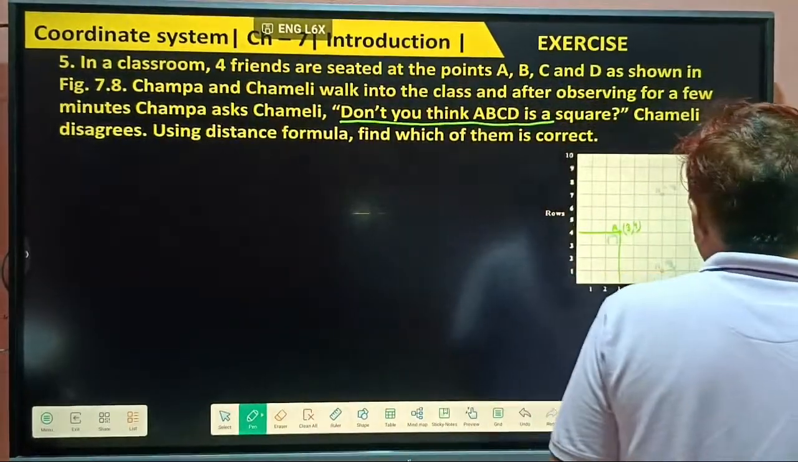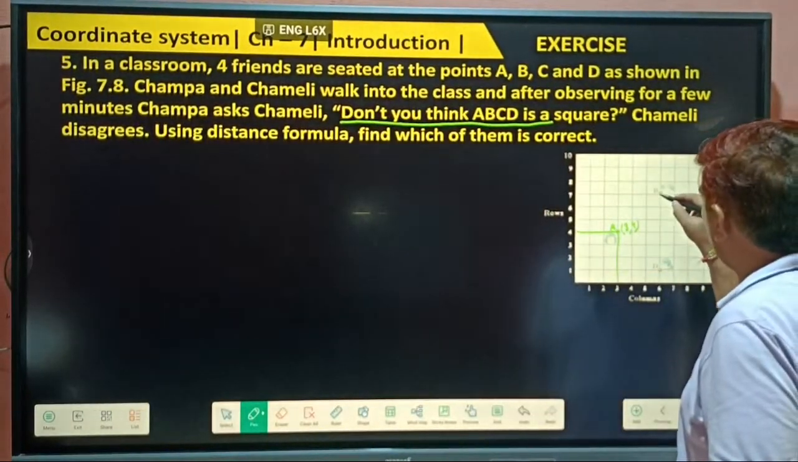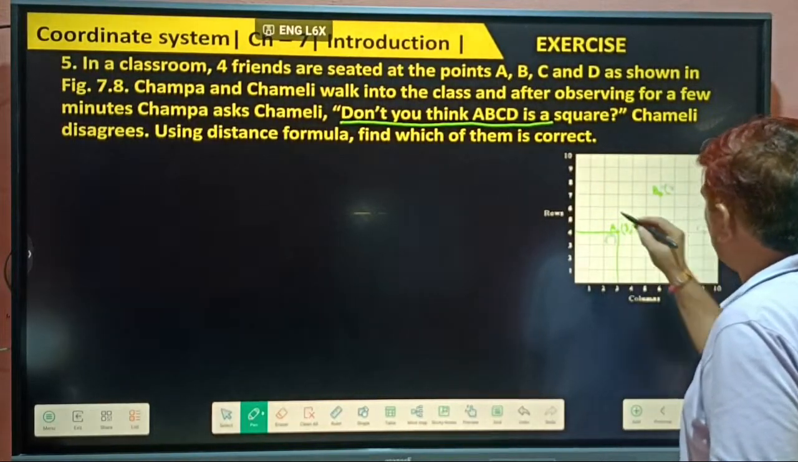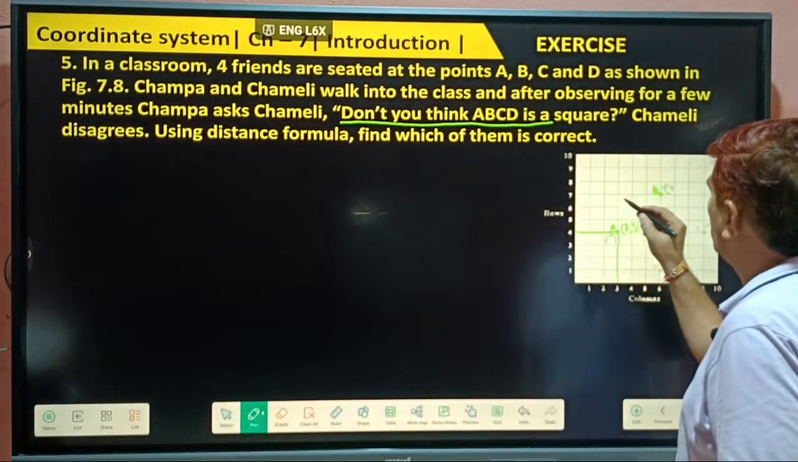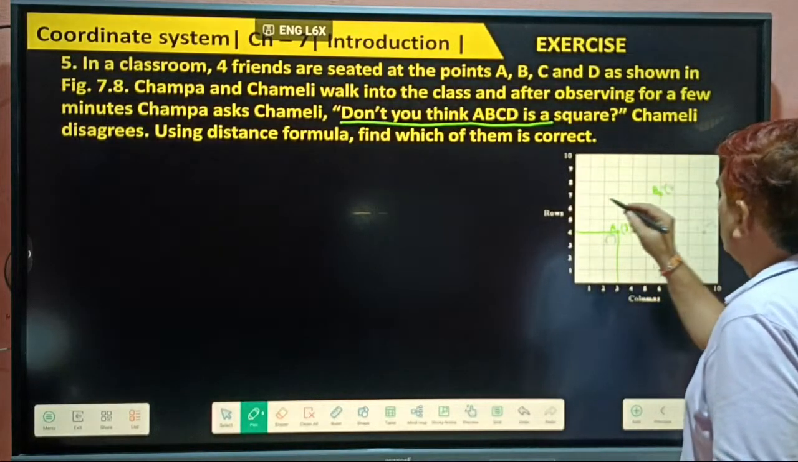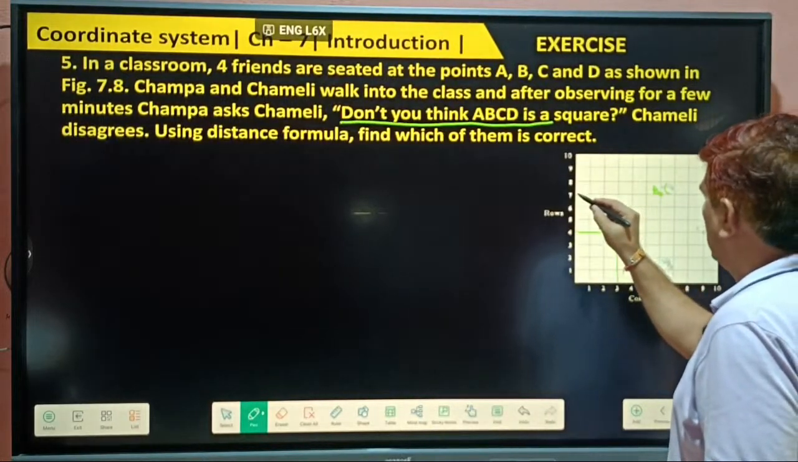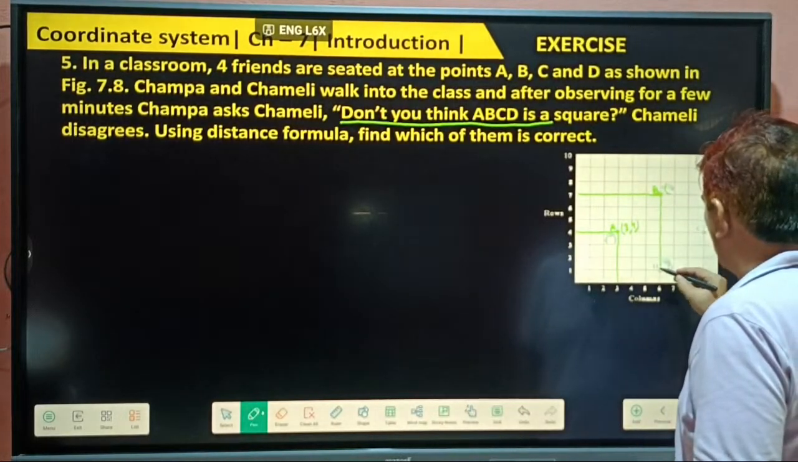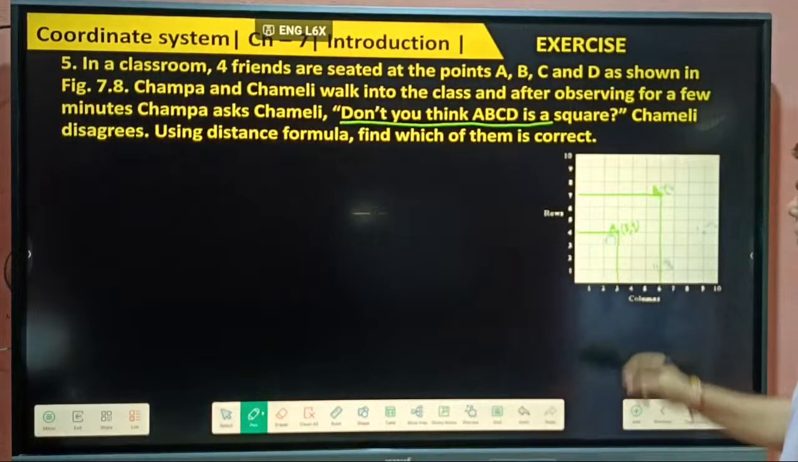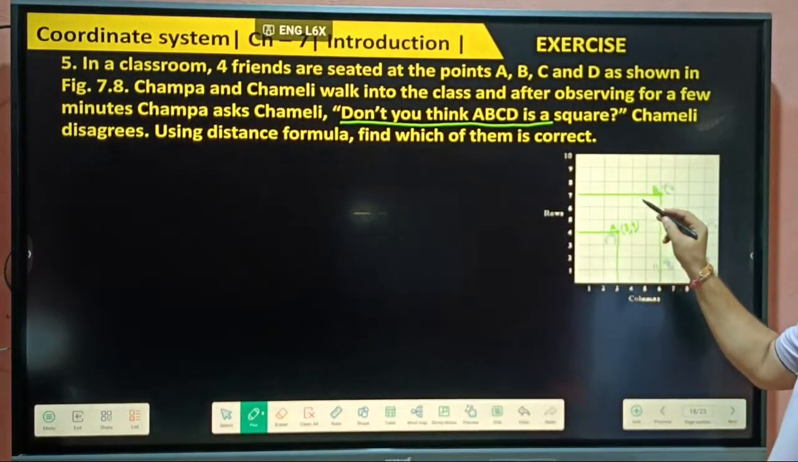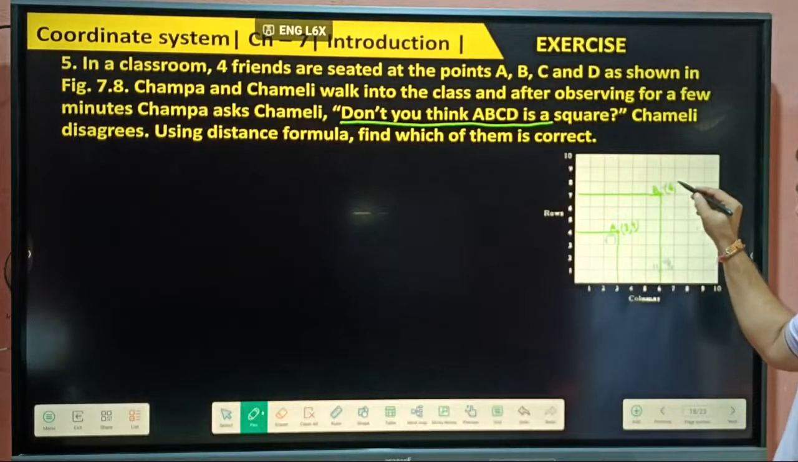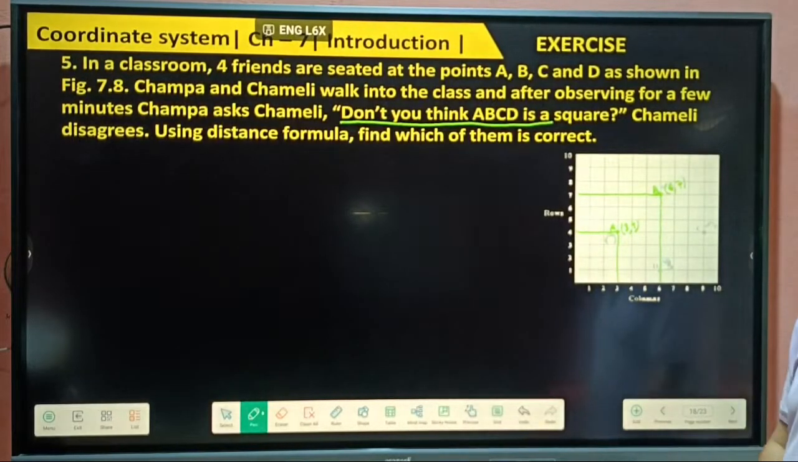Now another point is this B. What's the name of this point? B. And what are the coordinates of B? First we take the x-coordinate: 1, 2, 3, 4, 5, 6. So x is 6. And what's y? 1, 2, 3, 4, 5, 6, 7. So these are the coordinates of this point.